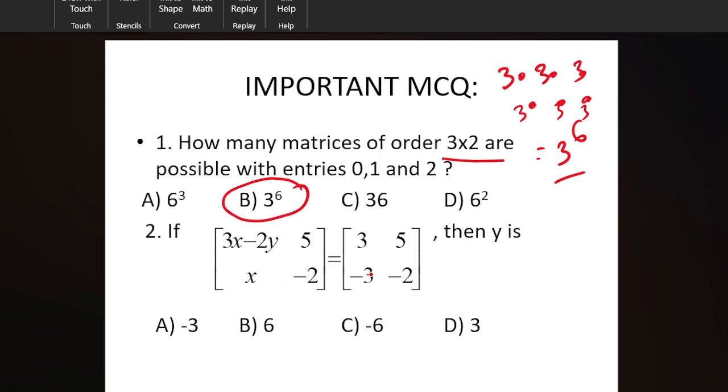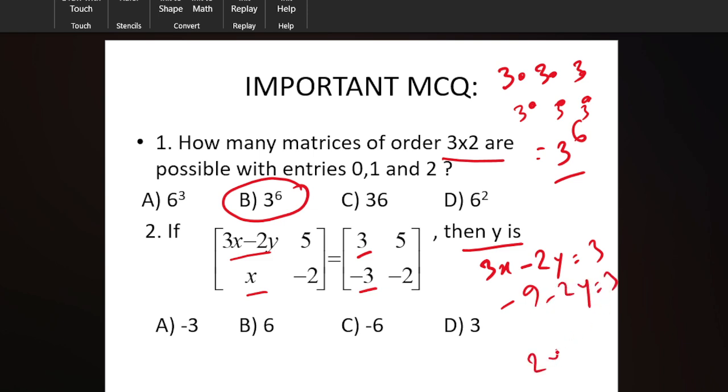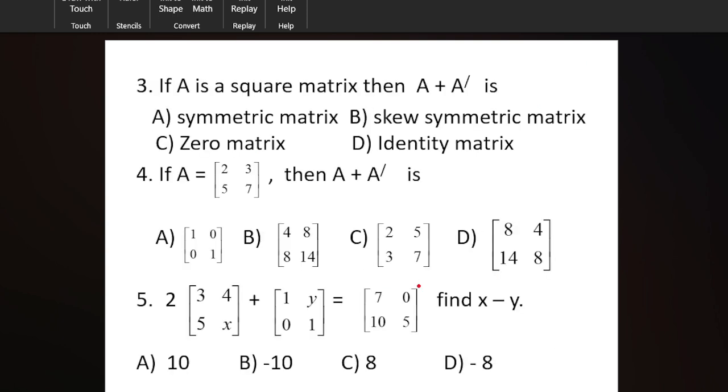Now by equality of matrices you can find out what is the value of y. So y will be how much? Now we can see here 3x minus 2y equal to 3 and x equal to minus 3 by equality. So x equal to minus 3, and the value of y will be how much? So we can replace the value of x in 3x minus 2y equal to 3. Now if I put x equal to minus 3, it will be minus 9 minus 2y equal to 3. So 2y equal to minus 12. So y equal to minus 6. By equality of matrices, you can find it out, right? Now let us see.